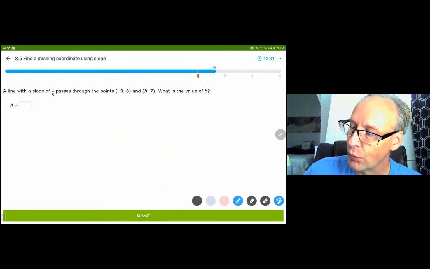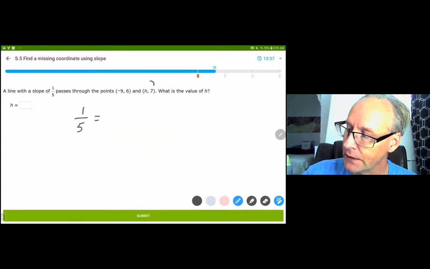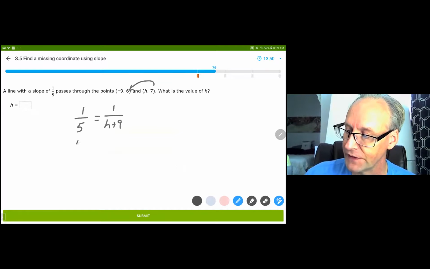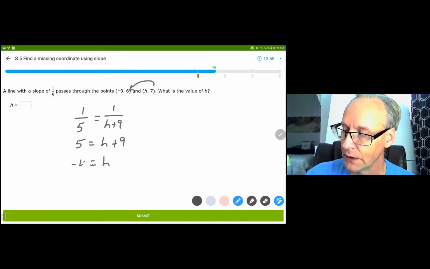And this time I have 1/5 as my slope is equal to the change in y. 7 minus 6 is 1. And h minus -9 is h plus 9. We cross multiply and we're almost done already. 5 is equal to h plus 9. And we're going to subtract 9 from both sides, and I'm going to get h is equal to -4. And we're all done.